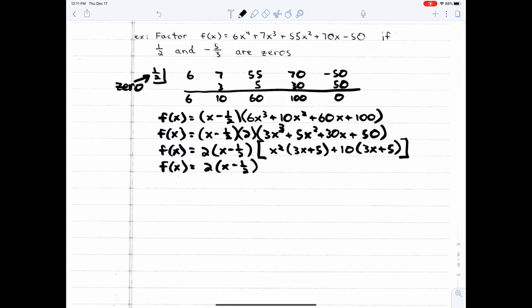Now, let's take out the 3x plus 5. That's our greatest common factor. And that gives us x squared plus 10. And now I can factor the x squared plus 10.